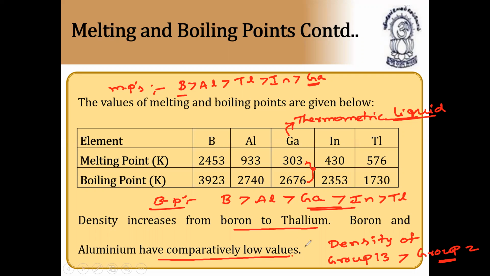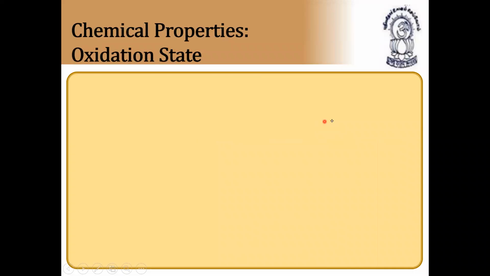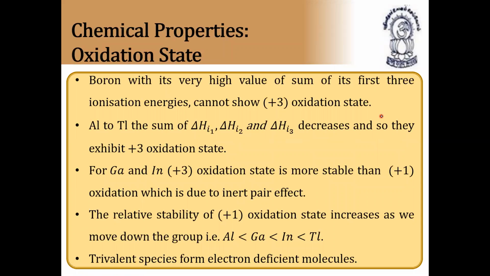Why is the density increasing? Because the atomic mass of the element outweighs the effect of the increased atomic size. The densities of boron and aluminium, however, are quite a bit lower than those of the other members. So please make a note of all these points. Next, continuation: chemical properties, oxidation states. These are the physical properties we have done, and all the physical properties are important. Now we are going to discuss chemical properties.